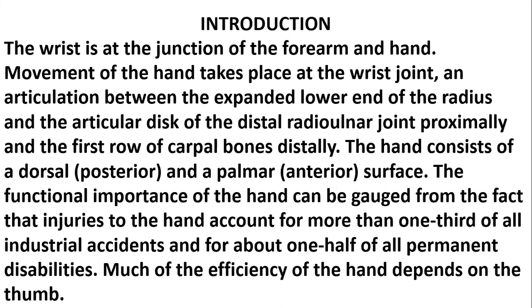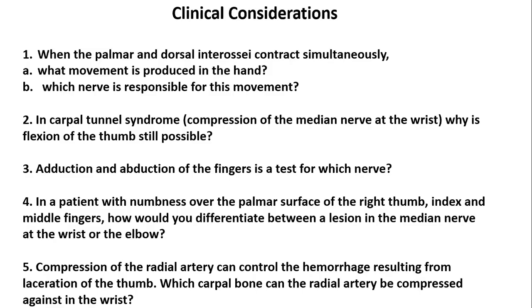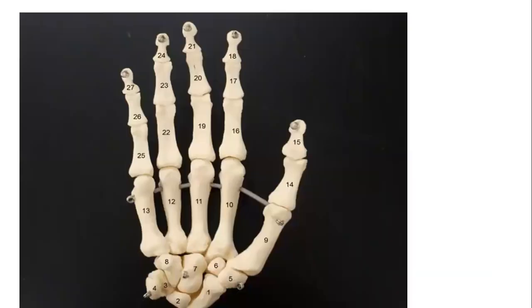The hand consists of dorsal and palmar surfaces. Your dorsal surface is your posterior versus your palmar surface, which is your anterior. The functional importance of the hand can be gauged from the fact that injuries to the hand account for more than a third of all industrial accidents. Much of the efficiency of the hand depends on the thumb, and we're going to talk a lot about all of these things. I'm just going to skip that slide full of words and we'll come back to it later.